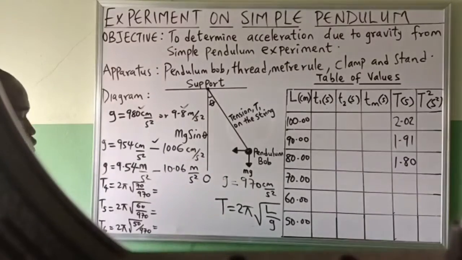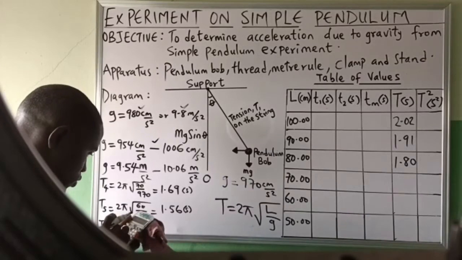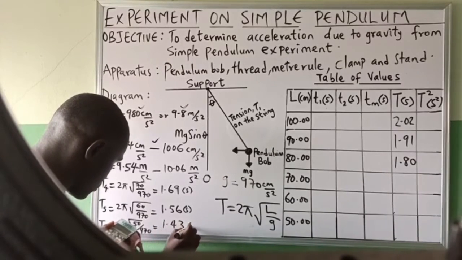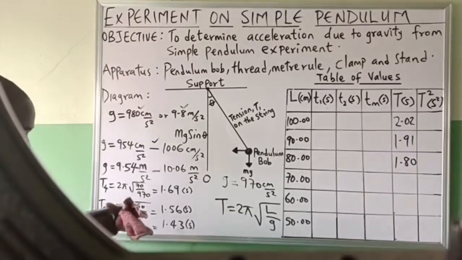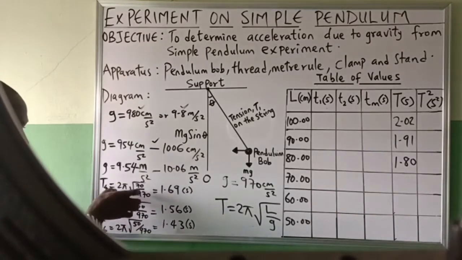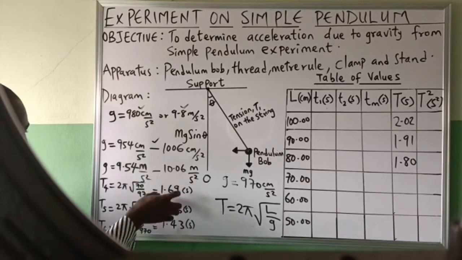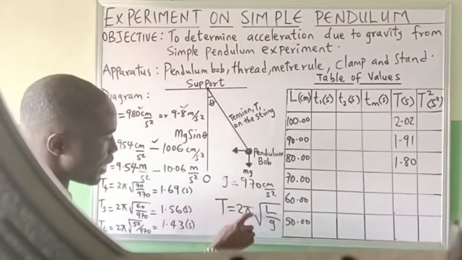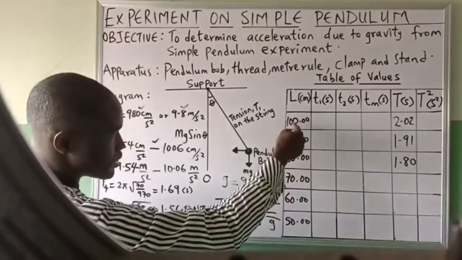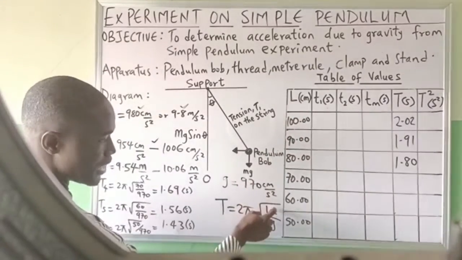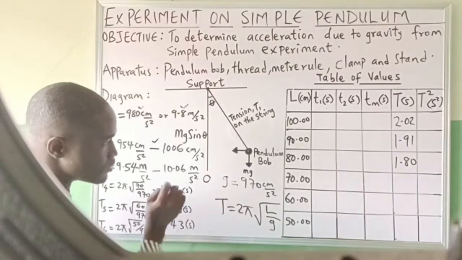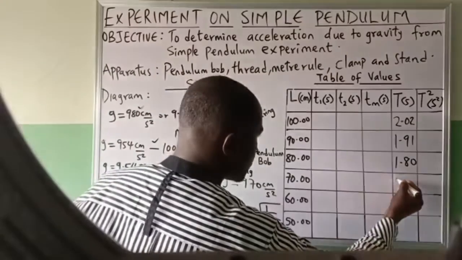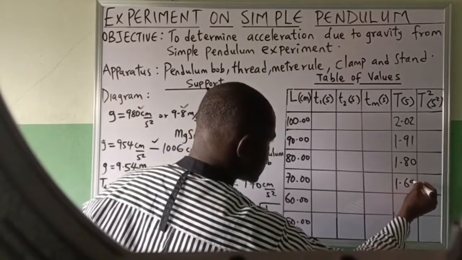So you get it with your calculator. I succeeded to get all these values you are seeing here using calculator. That is T equal to 2 pi root L, where each of these values will be taken as L, all over 970. And whatever I got, I just put it in 2 decimal places.